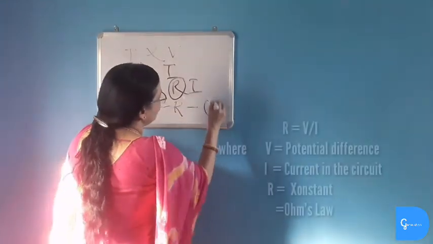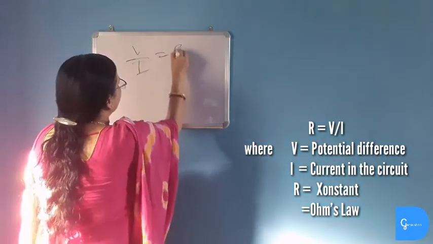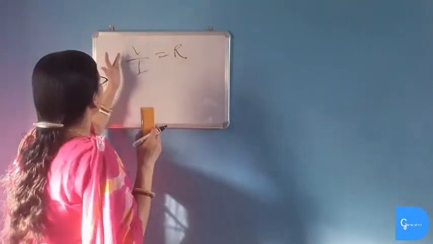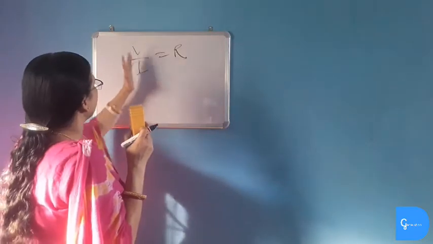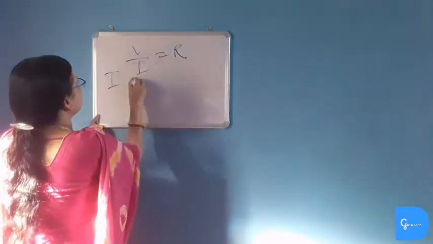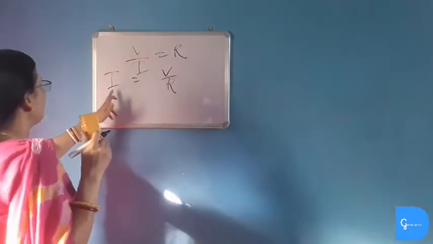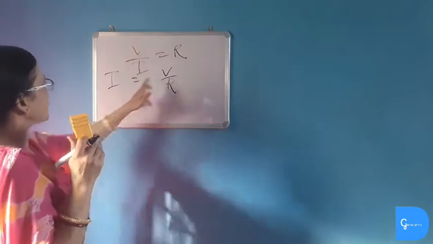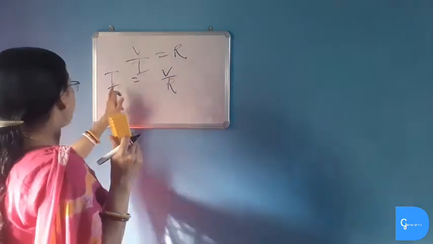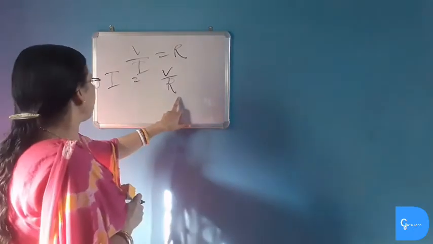This is Ohm's law. From the formula V by I is equal to R, which is Ohm's law, we can find out any values if any two quantities are known to us. Now from here I is equal to V by R. This is clear that I, or current flowing in the circuit, is directly proportional to the potential difference, and current flowing in the circuit is inversely proportional to the resistance of the conductor.